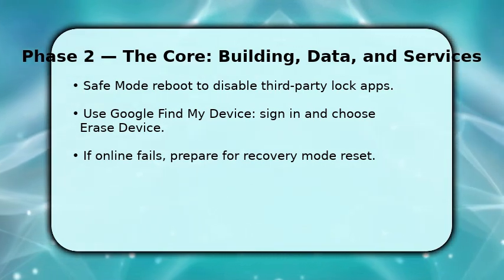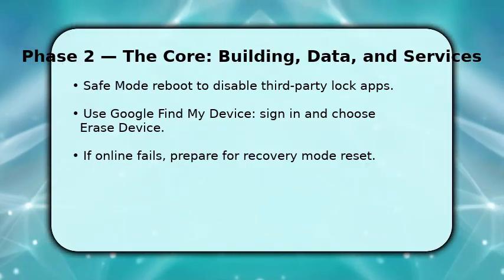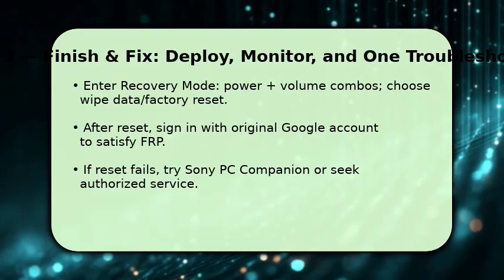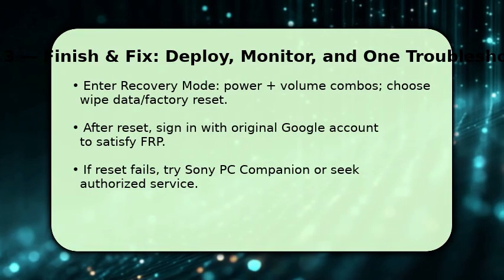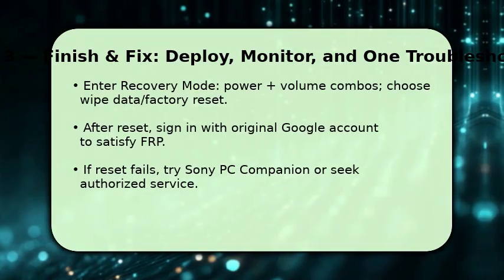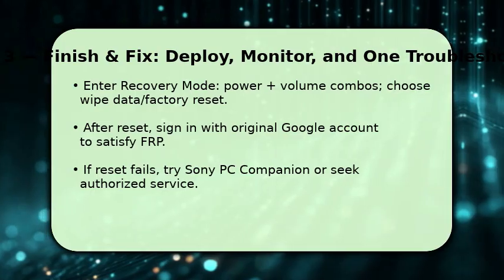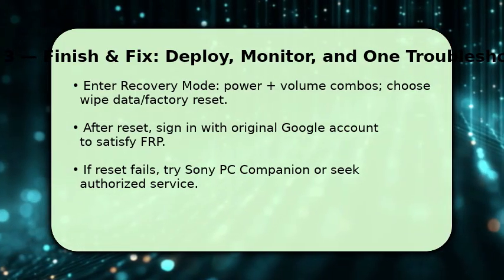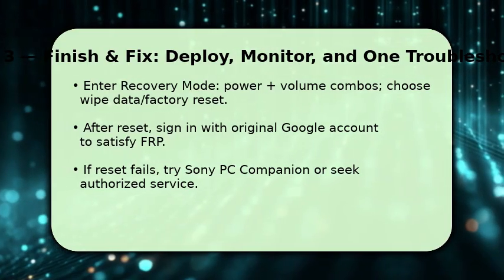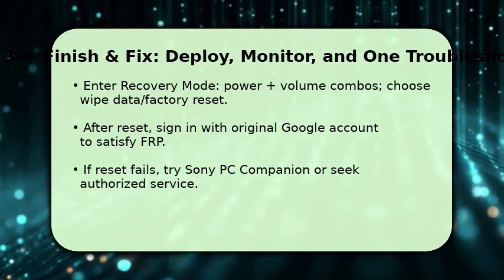To finish, power off the phone and enter recovery mode, usually by holding volume up and power together. Timing varies by model, so keep trying. In recovery, select Wipe Data/Factory Reset, confirm and wait for the process to complete, then reboot. Afterward, you must sign in with the original Google account to pass factory reset protection, so have those credentials ready.